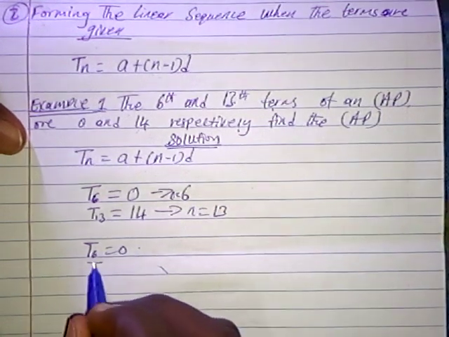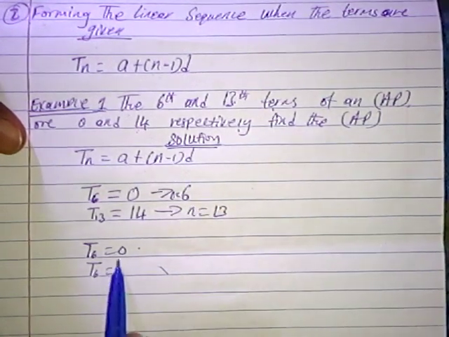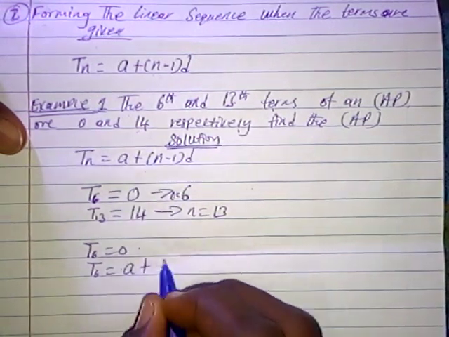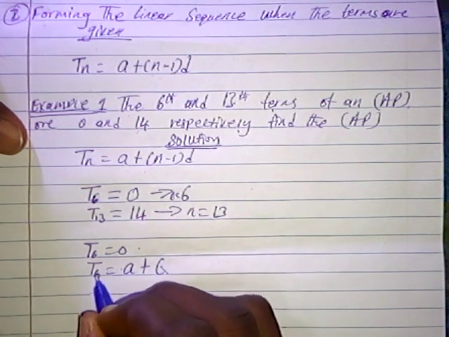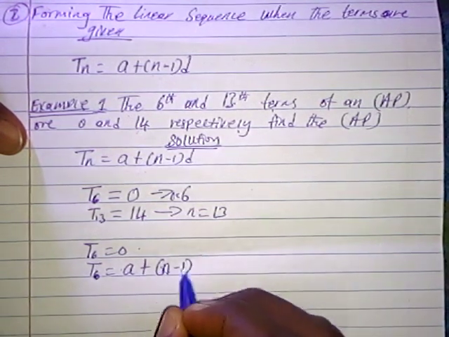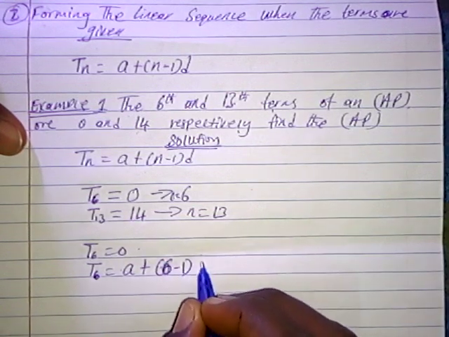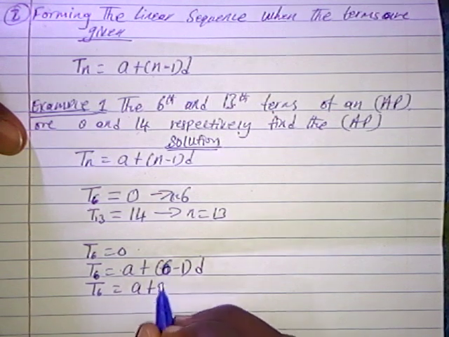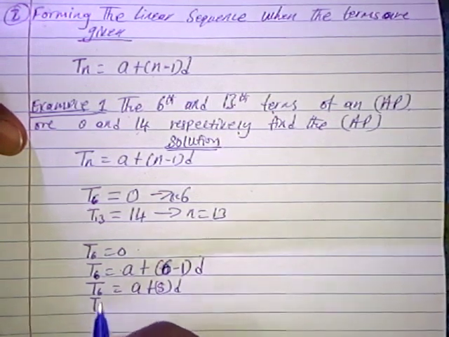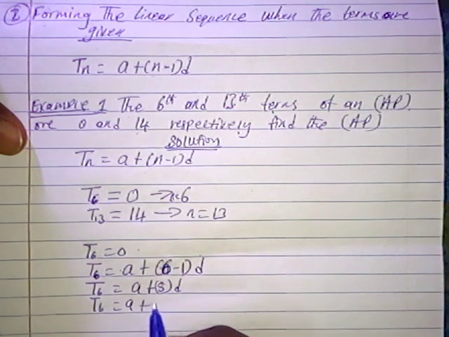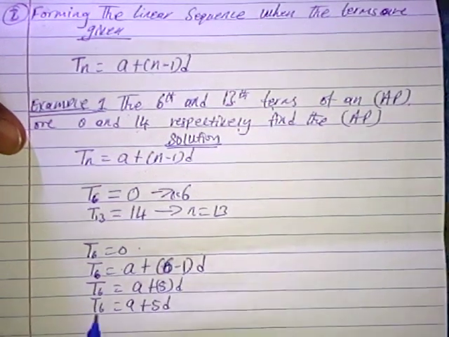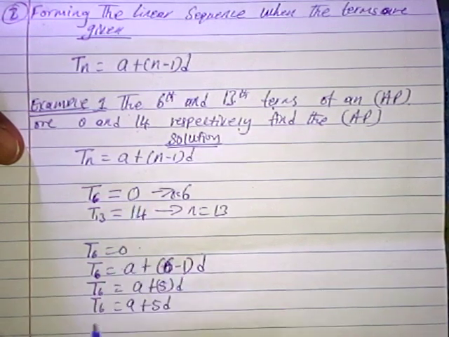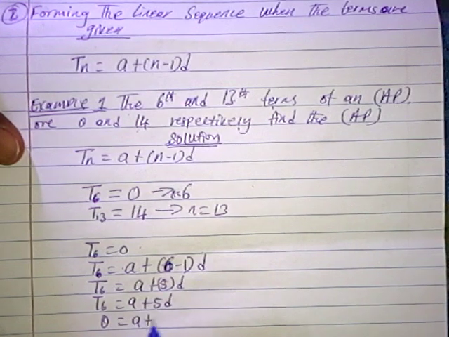T6 equals, what is the formula? A plus (n minus 1) times D. N is 6. So T6 is equal to A plus (6 minus 1) times D. 6 minus 1 is 5, so T6 equals A plus 5D. Now what is the value of T6? The value of T6 is 0. So anywhere you see T6, you put 0. So 0 is equal to A plus 5D.